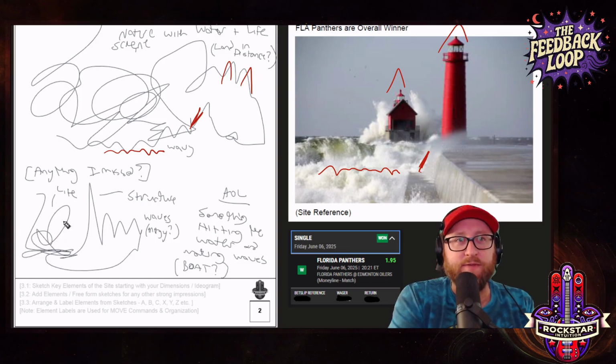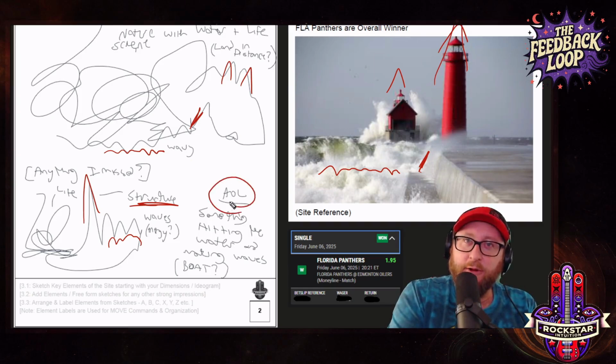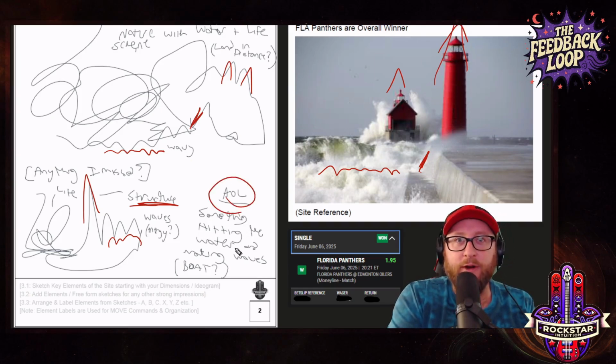I got this sense of life. Presumably there's a person in one of these buildings, or certainly one taking the picture. And the big thing that popped out when I cued myself on whether I missed anything was, again, this structure and the waves. So again, tall structure, and waves. There's also this AOL that I wrote, something hitting the water and making waves.